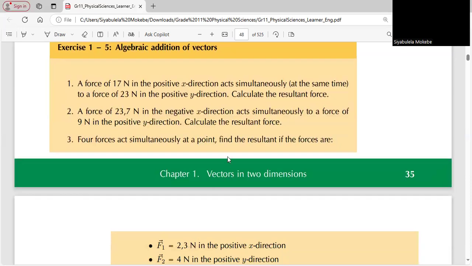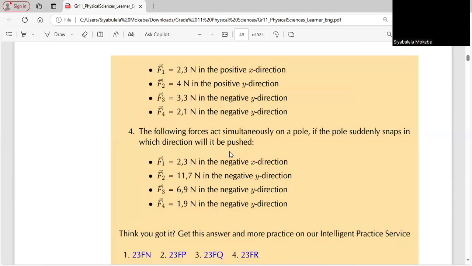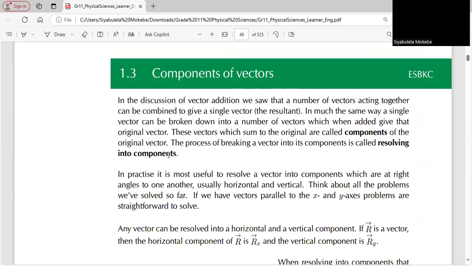All right, folks, you can try these exercises on your own. Then in the next video, we'll look at components of vectors.